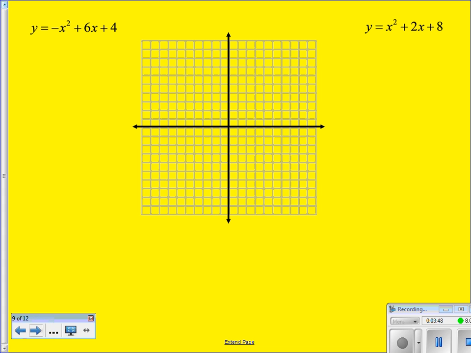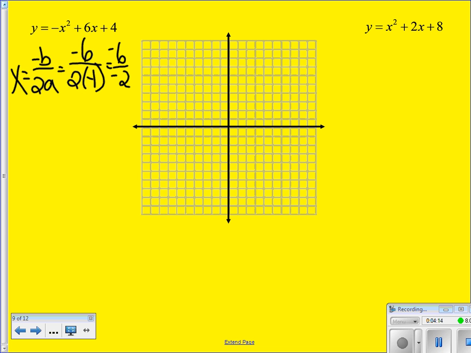All right, let's try graphing some of these. Let's start with this one over here, which is number 1 on your paper. The first thing we want to do is calculate our axis of symmetry and our x-coordinate. That's where we're going to use x equals opposite of b over 2a. Opposite of b is negative 6, over 2a, which is negative 2. Sorry, negative 6 over negative 2. Then we get that x is equal to a positive 3.